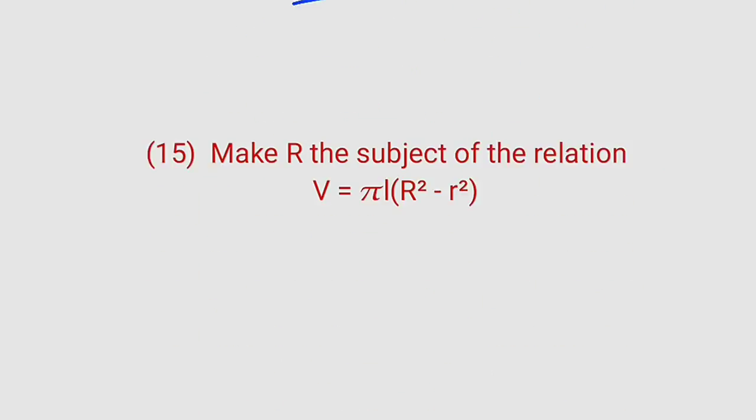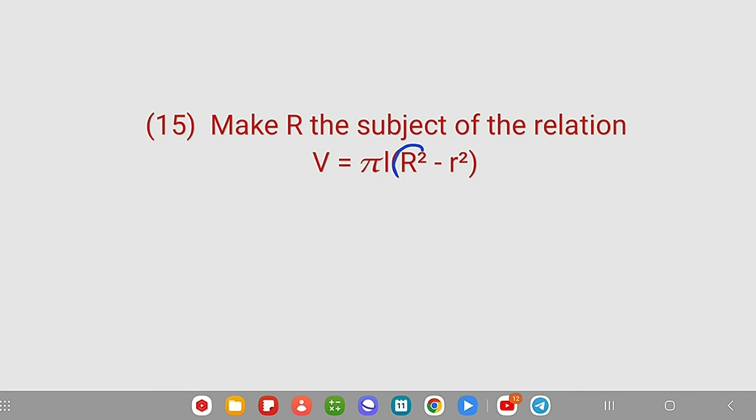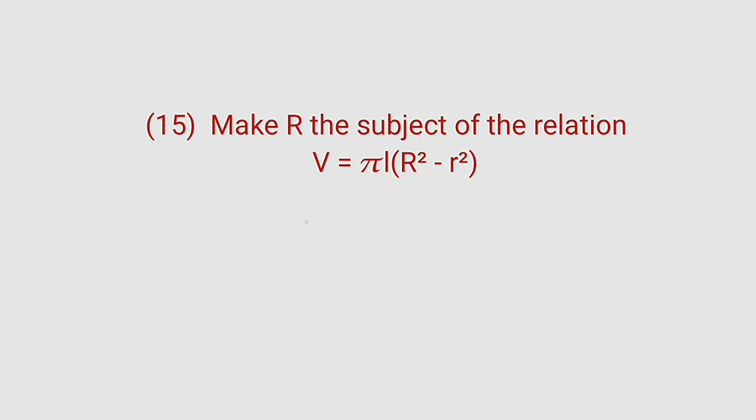Now let us move on to question number 15. Question number 15, we are asked to make capital R the subject of the relation V equals pi L multiplied by R squared minus small r squared. All right, our main goal is on this R. So we first of all divide both sides by pi L. So we have V divided by pi L, this is equal to R squared minus r squared.